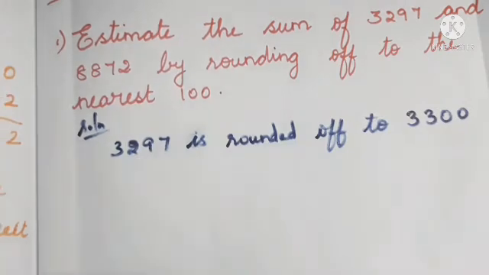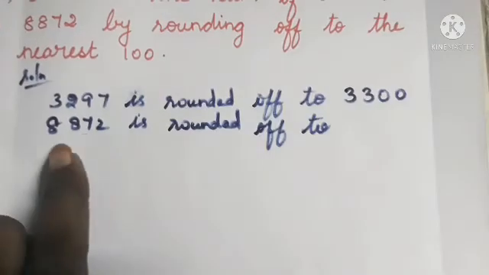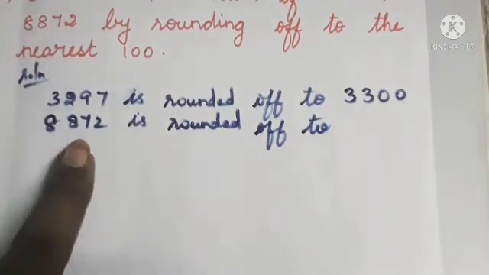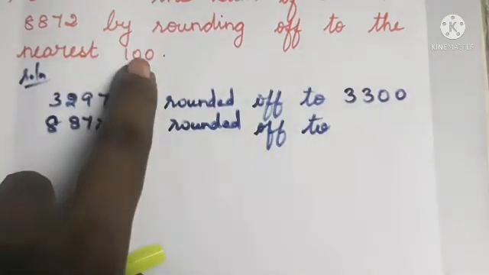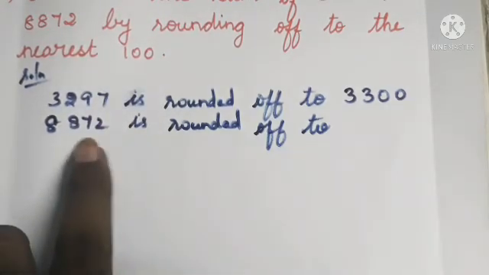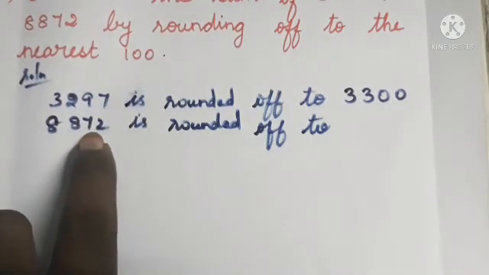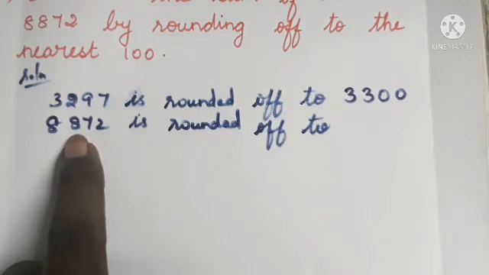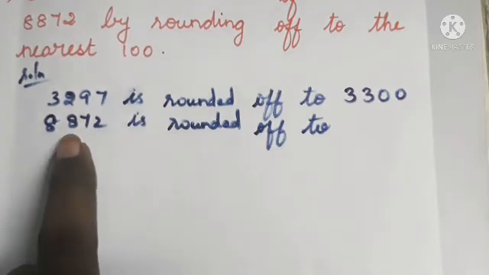Likewise, next number we can write. 8872 is rounded off to. Here we have to see the tens place because we are going to round to the nearest 100. So we focus on the tens place, where we have 7. What's the second rule? If it is 5 or greater than 5, we have to add 1 to the 100 place value, isn't it, ma? So here we have 8.